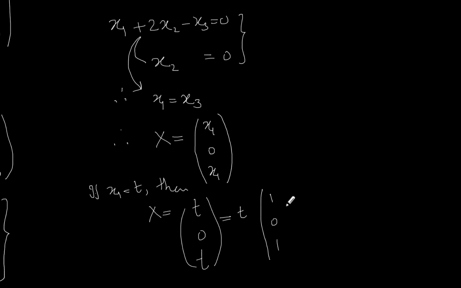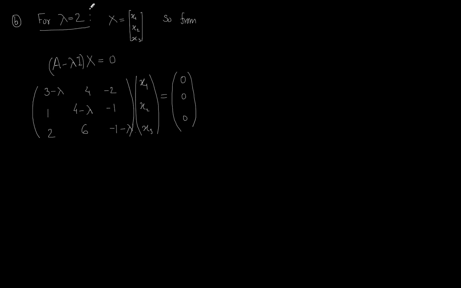So this vector (1, 0, 1) will work as the basis for this eigenspace. In particular, if you take t equal to 1, then (1, 0, 1) will be our corresponding eigenvector corresponding to the eigenvalue lambda equal to 1.